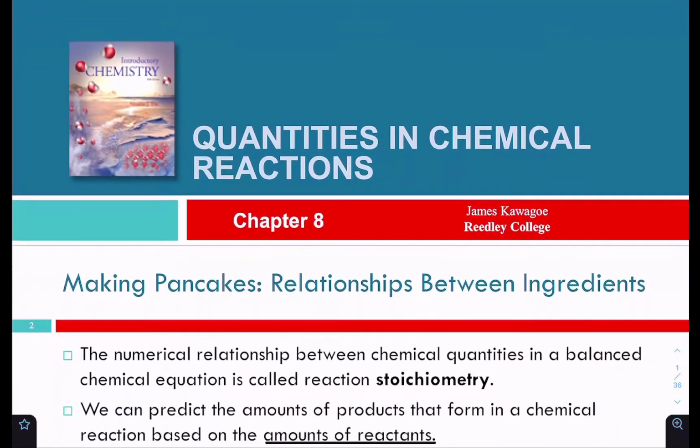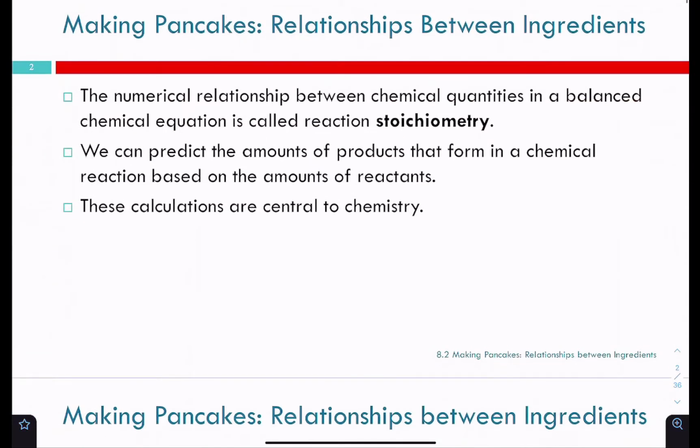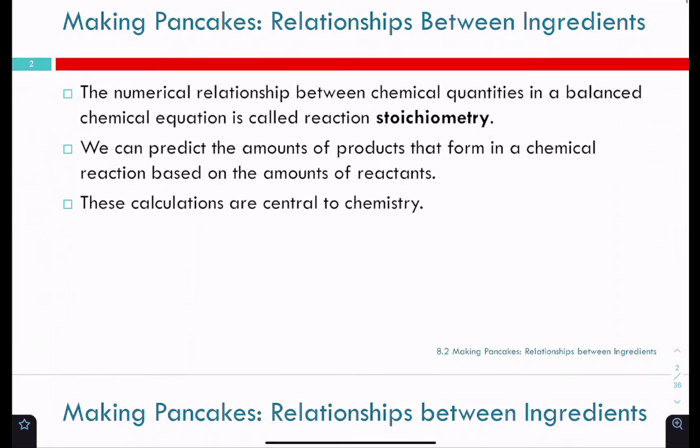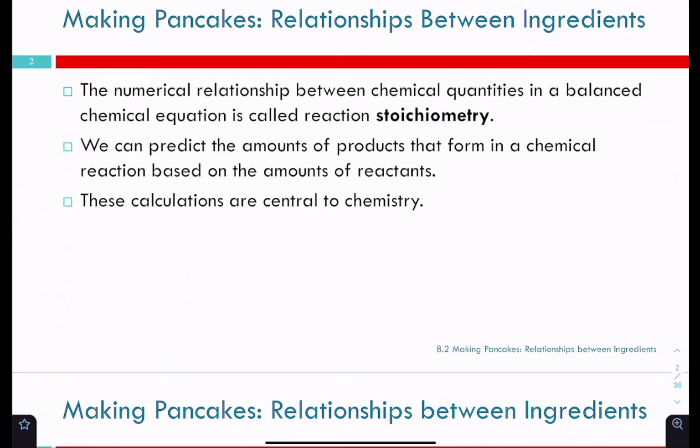The analogy, though, that we're going to start out with is making pancakes. Because the concept here, in terms of figuring out how many pancakes you can make, is the same for stoichiometry, which is this process of calculating quantities in chemical reactions.